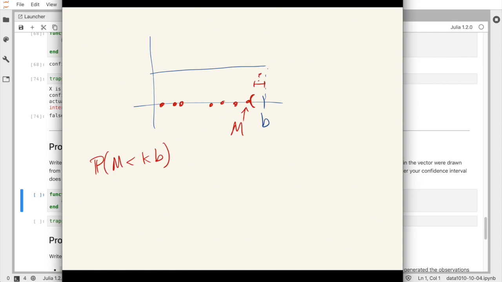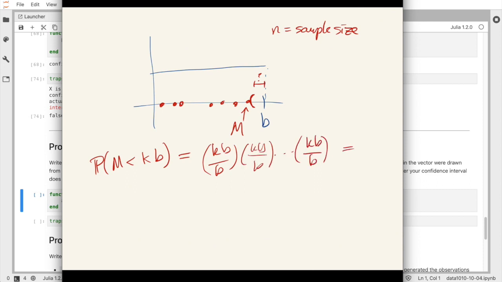The probability that m is less than or equal to k times b is the probability that when we pull n observations from this distribution, let's let n be our sample size, the maximum is less than k times b if and only if all of those observations are less than k times b. The probability for the first observation that it's less than k times b is k times b over b. Same idea for the second observation up to the nth observation. So this is just k to the n.